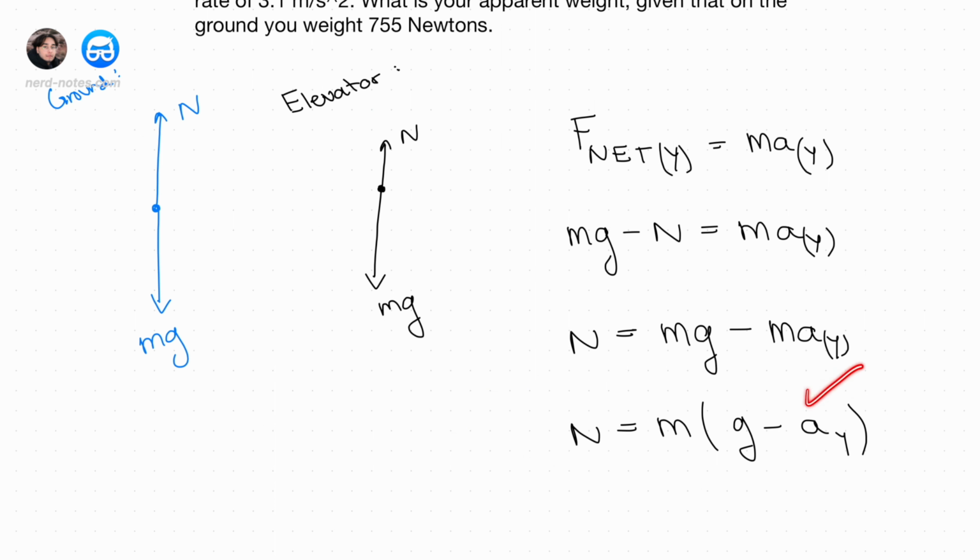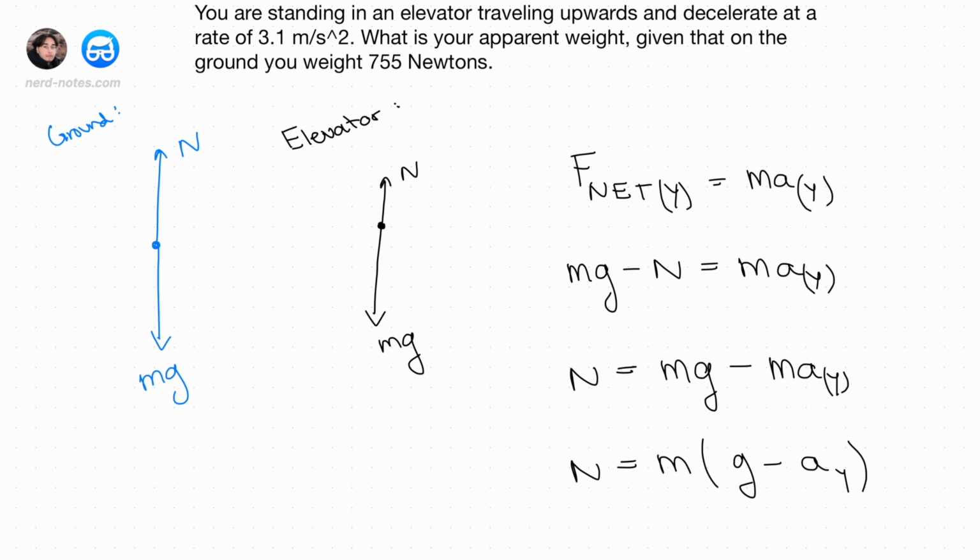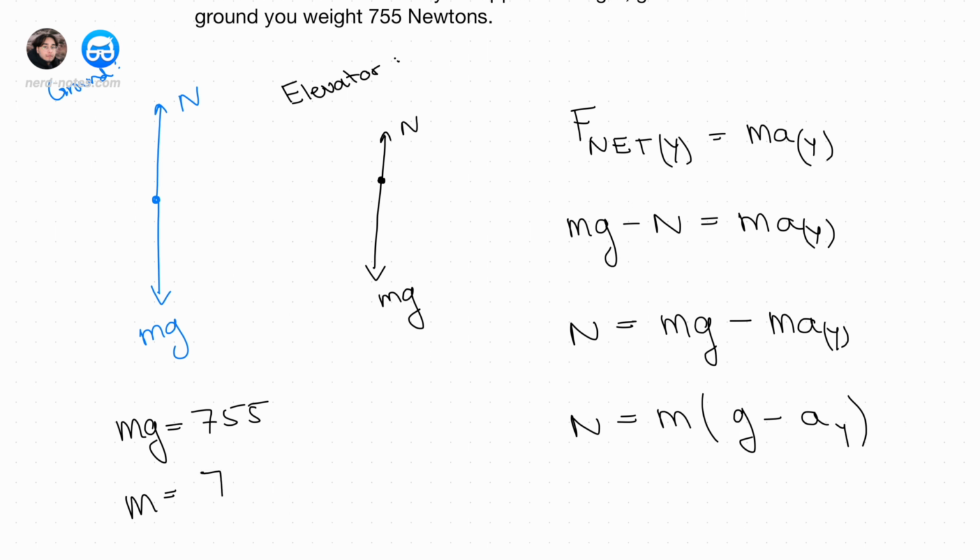Okay, and from here we can just plug in the numbers directly into the calculator. We know the acceleration, we know gravity, we even technically know the mass, although they don't directly give that to us. However, remember that they give us the weight. If mg is equal to 755, and in this case we're going to use gravity as 9.81, that means the mass is simply going to be 755 divided by 9.81. So again, technically they did give us the mass.